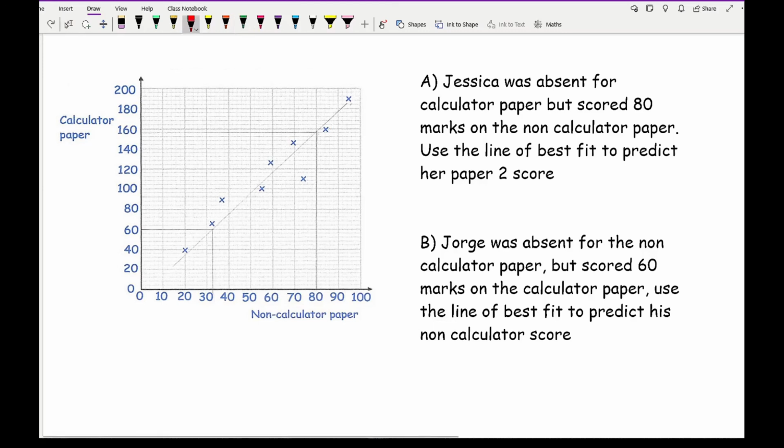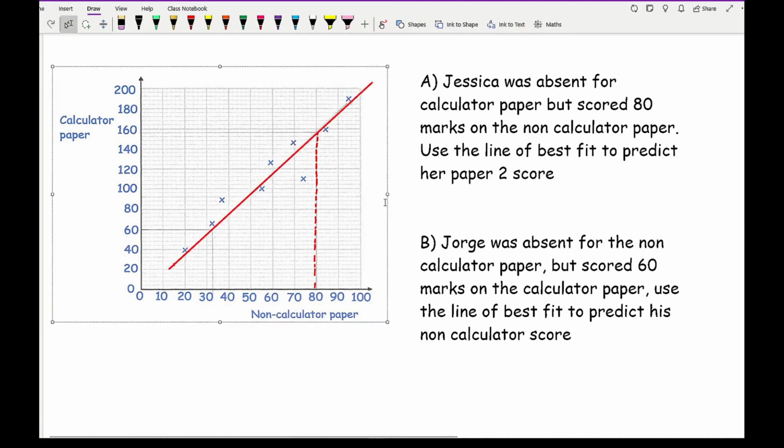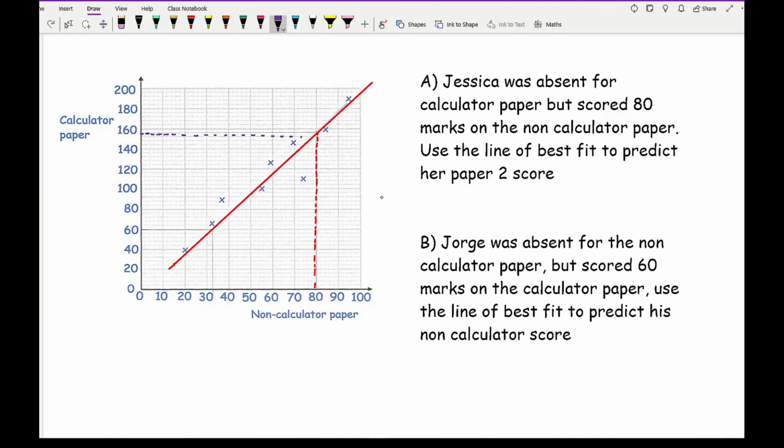So again, here what we're going to do is go to non-calculator, which is 80. I'm going to draw a vertical line until it hits my line of best fit, which is here. And if I just emphasize the line of best fit in case it's difficult for you to see on the screen. There. And as soon as it hits that line, I'm then going to project across, trying to be as straight as possible. And I work that out to be around about, so each block is going to be 4, so it's going to be 156 to be her estimated score.